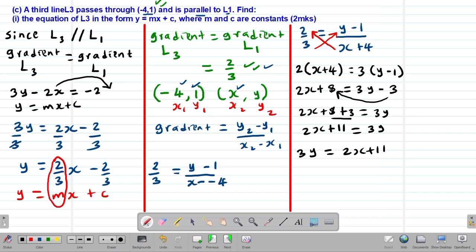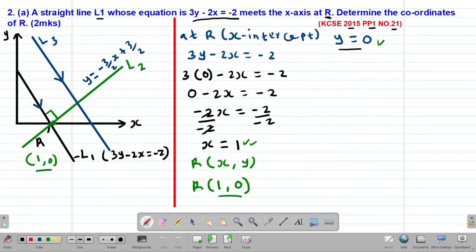To convert it to the form y equals mx plus c, I'll divide through by 3 so that I can leave y alone. So 3 and 3 will cancel out. So the required equation is y equals 2 over 3x, plus 11 over 3. So this is the equation for the line L3 in the form y equals mx plus c. So this is the equation for the line L3 that is on the diagram.